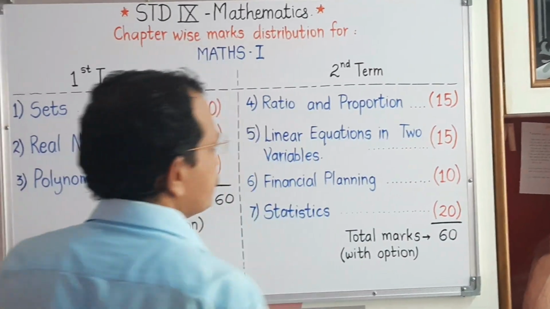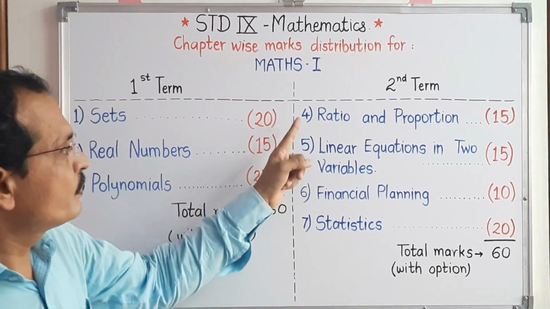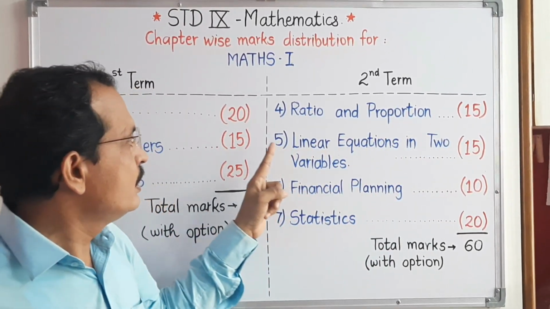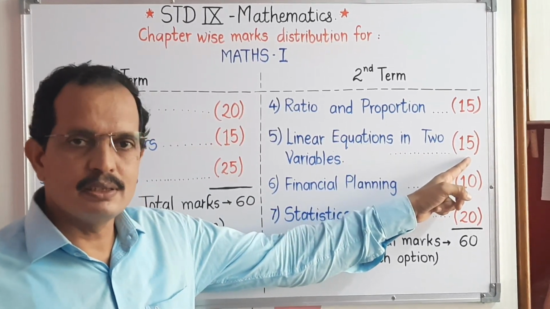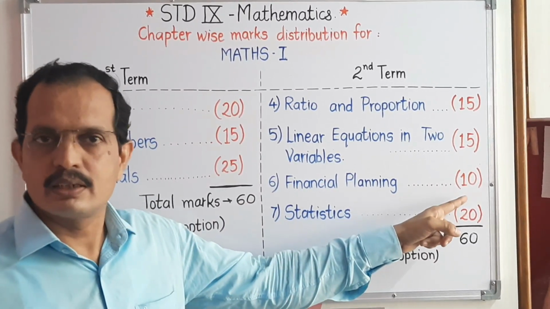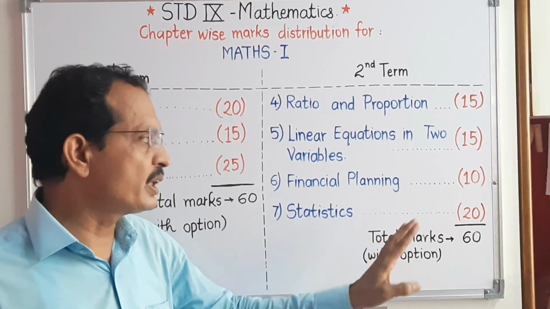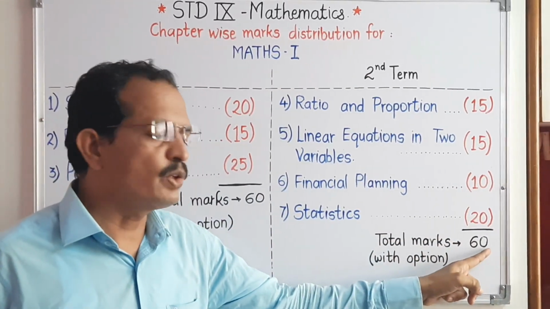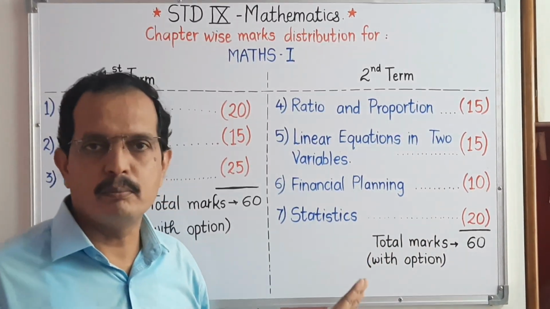Now dear students, in the second term there are 4 chapters. Fourth chapter is Ratio and Proportion. It carries 15 marks in the exam. Fifth chapter, Linear Equations in 2 Variables. It carries 15 marks in the second term exam. Next chapter is Financial Planning. It carries 10 marks. And the 7th chapter is Statistics, which carries 20 marks in the exam. That means in the second term for Maths 1 the paper is of 60 marks with option, but we have to solve the questions for 40 marks.